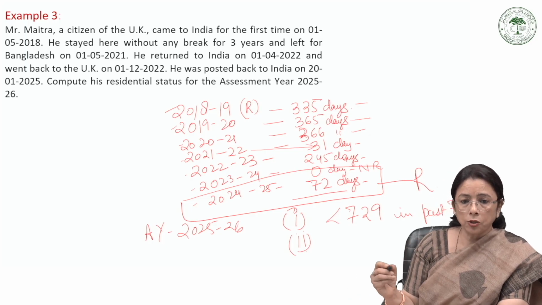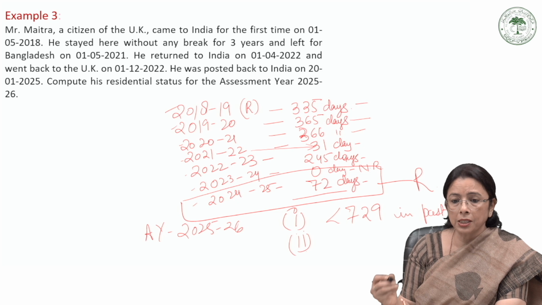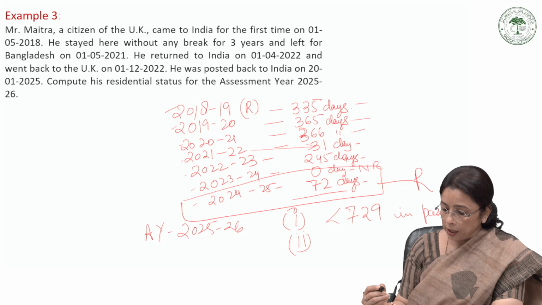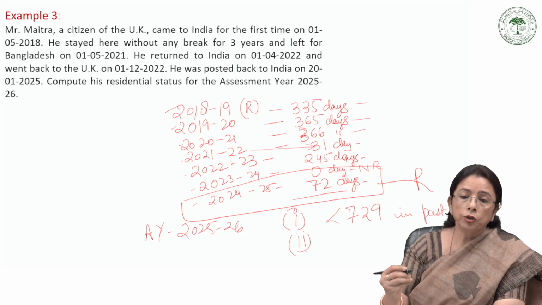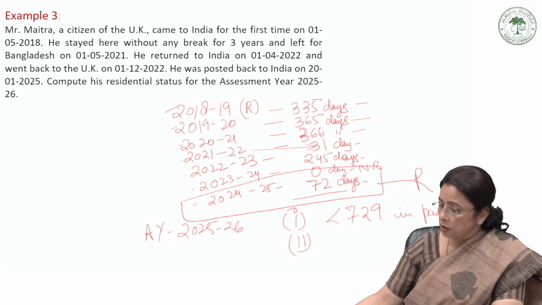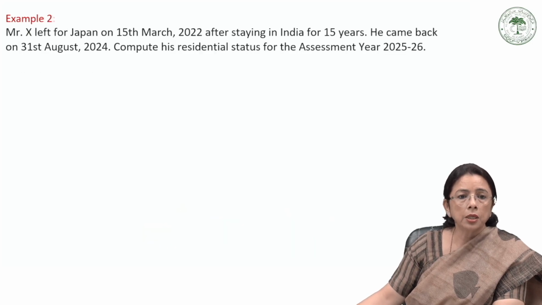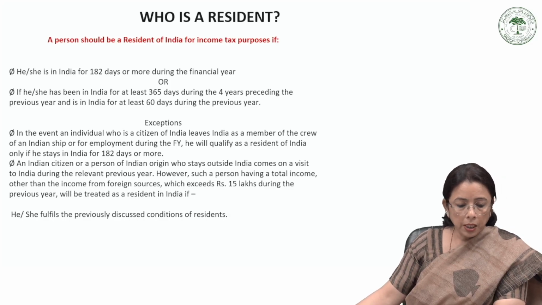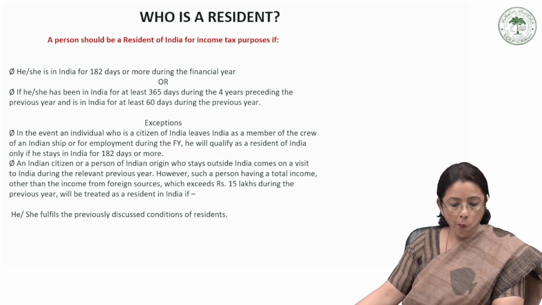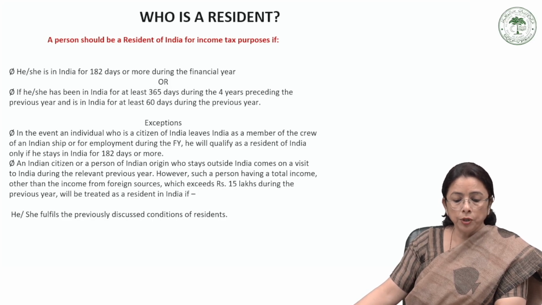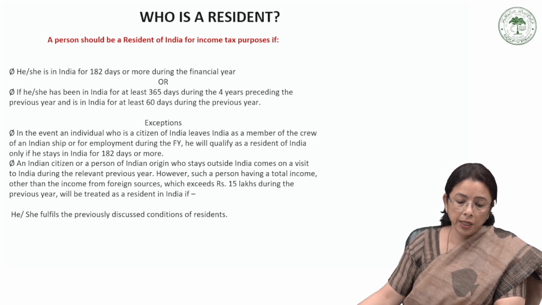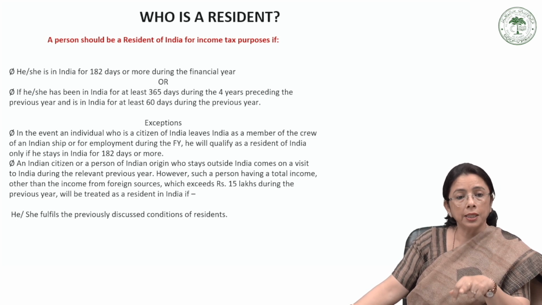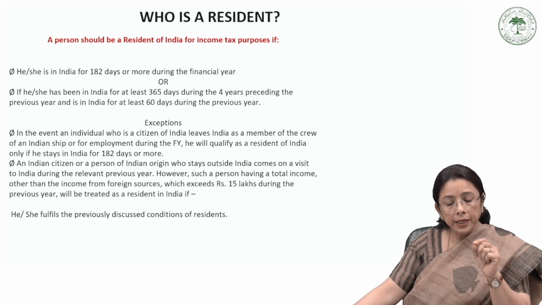And the second condition, that is for how many years in the 10 previous years. So he has not been a non-resident. Obviously he fulfills the second condition also. If we go back to check the additional conditions, it is here. First, he is in India for 182 days or more during the financial year, or he has been in India at least 365 days during the last 4 years. In this question, the second condition is being fulfilled very clearly.